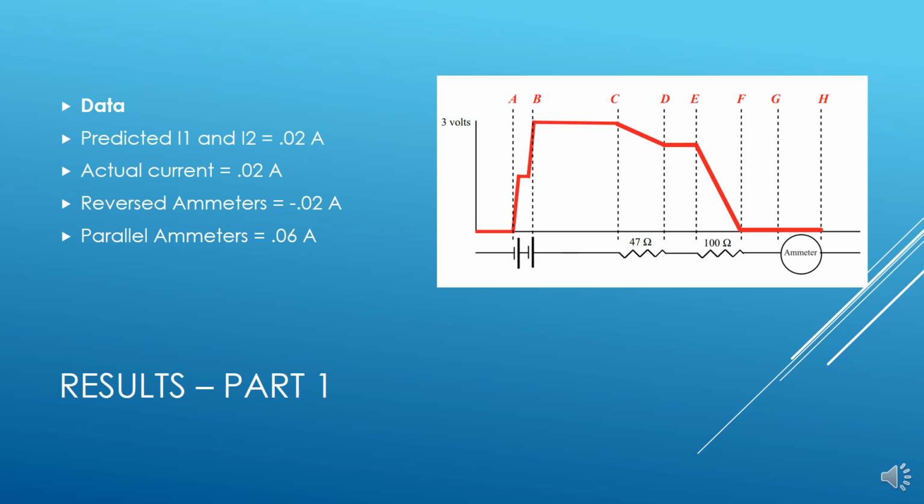The data from part 1 of the experiment was collected and shown here. The predicted I1 and I2 values were 0.02 amps, and the actual experimental values were also 0.02 amps. When the ammeters were reversed, they measured negative 0.02 amps, and the parallel ammeters measured 0.06 amps. The graph for the voltage versus position in the circuit is shown on the right.